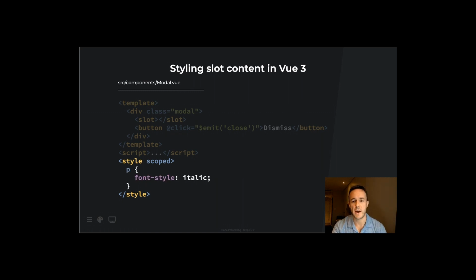So if we wanted to style the paragraph tag, what we might do is make a rule for paragraphs, and let's just say we want to make the text italic. We could put a font style there like that. Now, if we were to do it exactly this way, you'd find that it doesn't work. And the issue is that scoped styling is determined at compile time when the slot content still belongs to the parent.